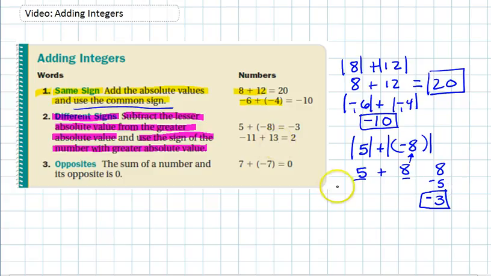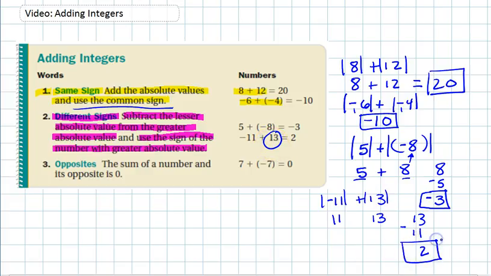Let's look at this example. Negative 11 plus 13. Well, my absolute values are 11 and 13. 13 is larger, so the answer to this problem is going to be a positive number. I'm going to take my smaller number and subtract it from my larger number. This gives me 2. Because my larger absolute value was positive, then my 2 will be positive.